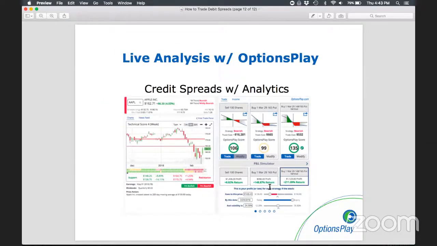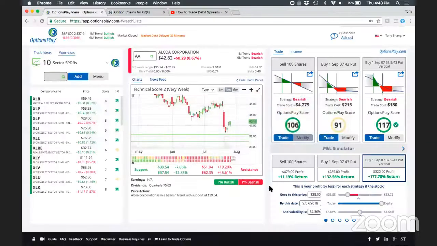So now let's actually start taking a look at some real life examples using Options Play so that you can utilize our platform to find strategies to start trading and maybe take advantage of some big moves that may be starting to happen in the markets. So here I have an example of Alcoa. All of these examples that I'm giving you today are for illustrative purposes.